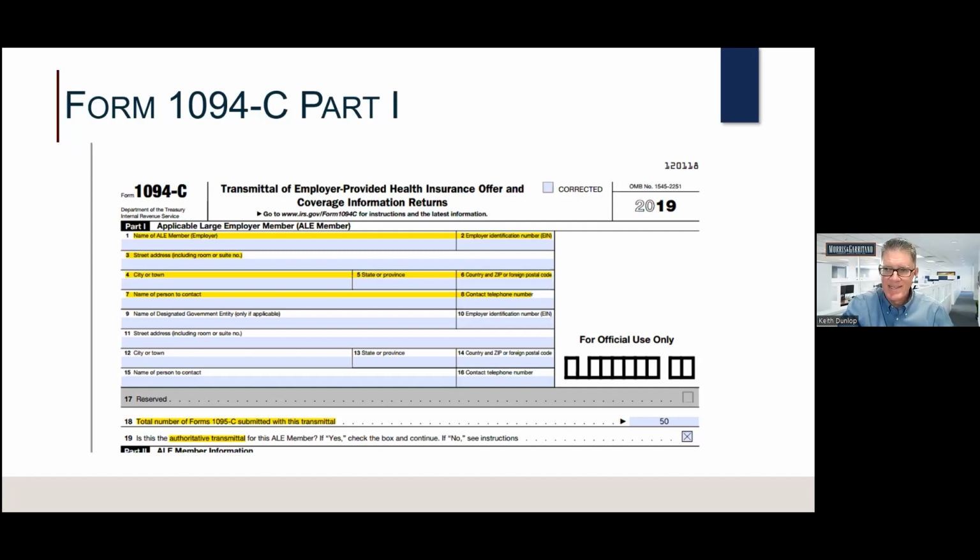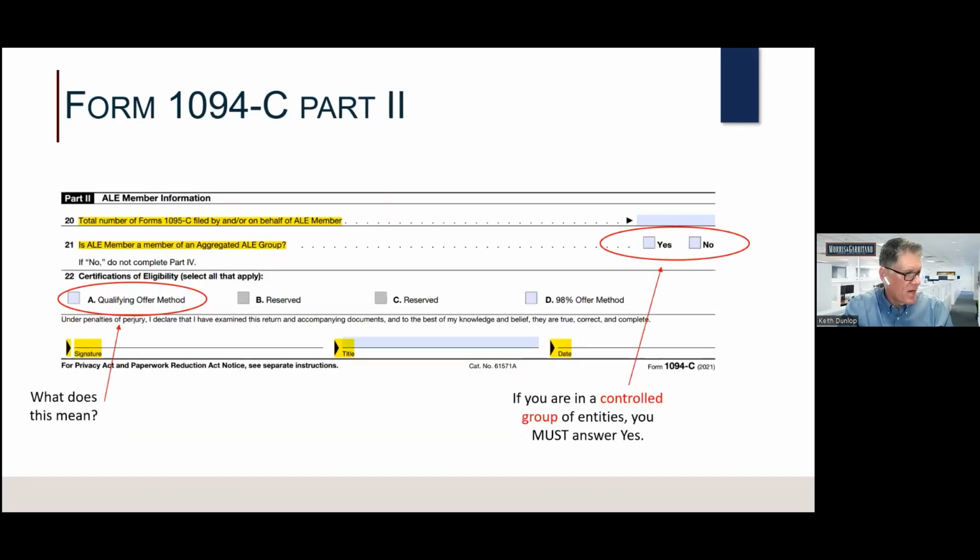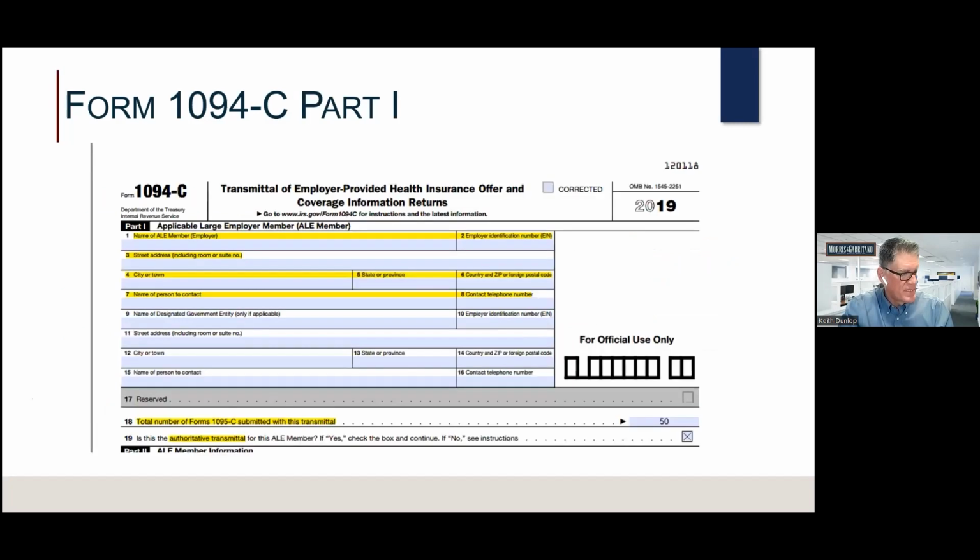This is generally checked as yes. The only reason why this would not be checked is if for some reason you have different areas of your company where you want to file your 1095s separately for each area. I don't know anybody that's doing that. I don't know why you would want to do that, but that's the only reason why this box would not be checked. For the vast majority of cases, this box should be checked. Number 20, total number of forms filed by this ALE member. This number is largely always the exact same number as you find on line 18.